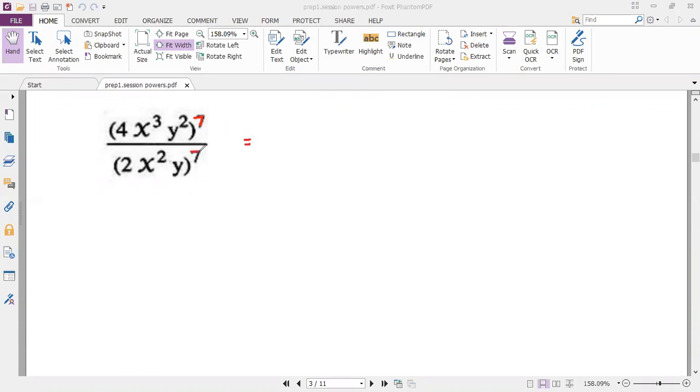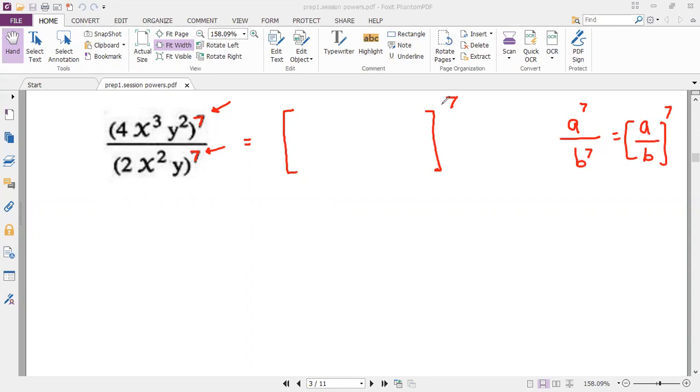Because we are dividing, and the power is the same. We have 7 here and we have 7 here. So we can write this expression, the top and the bottom, as one expression raised to the power of 7. Because if we have something like A to the power of 7 divided by B to the power of 7, we can write it as A over B raised to the power of 7.